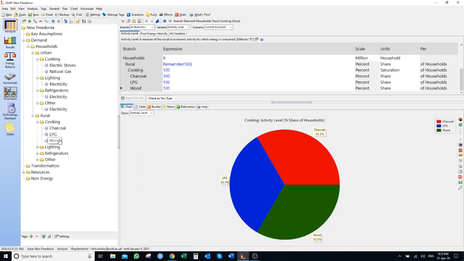So I have those three stoves, and then I have the table on page 14 which tells me what percentage of the rural households are using these different types of fuels. I have 30% using charcoal, 15% using LPG, and then the rest, the remainder, using wood.